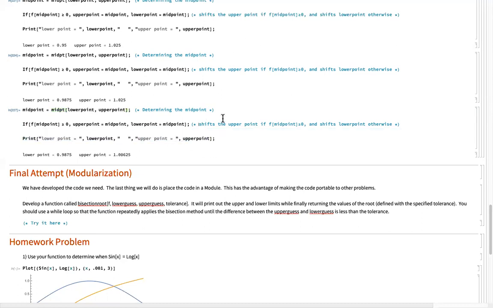Let's watch these numbers. Let's see what happens. I'm going to hit shift enter over and over and over, and we'll see what happens. All right. Closer and closer to 1. See how both points just kind of zero in on 1.